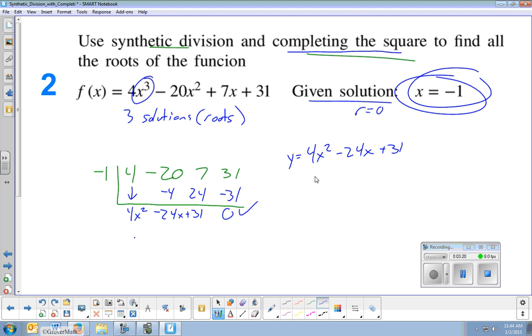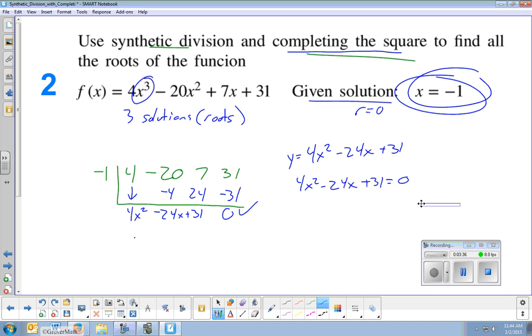So this was in the previous chapter, so it might take a little refreshing, but we're going to first set it equal to 0. So 4x squared minus 24x plus 31 equals 0. And then we rewrite it so that the constant, this 31, is on the other side. So 4x squared minus 24x equals -31. Then we divide everything by the number in front of x squared, if there is a number in front of x squared. Sorry about these annoying boxes.